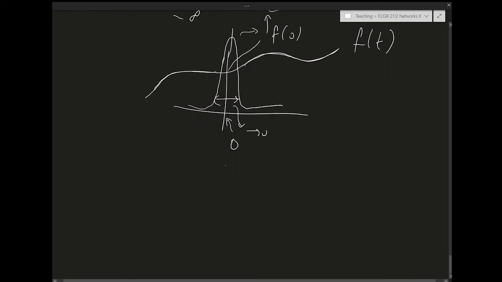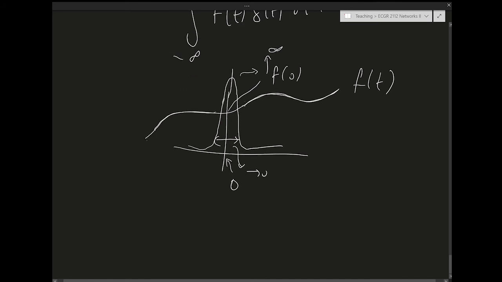So what happens is that as we approach the delta function, we end up with a very narrow spike. So this is t. As we approach the Dirac delta function, we end up with a very narrow spike that approaches infinity, right? But the area underneath it is 1.